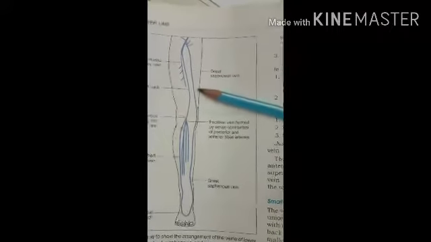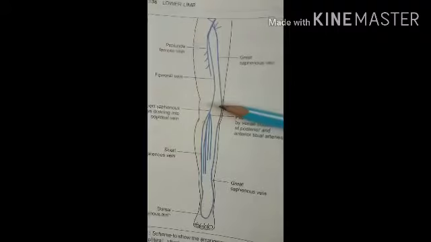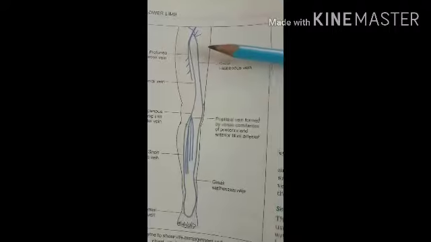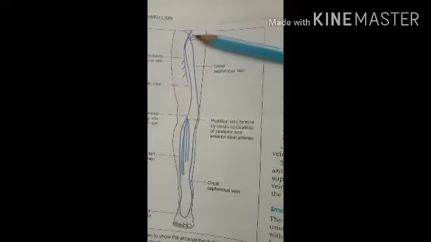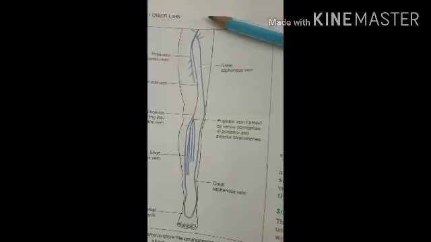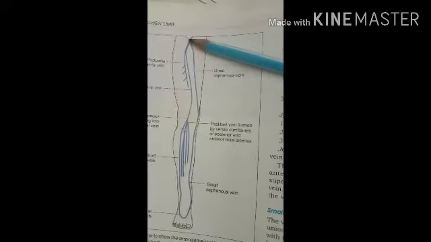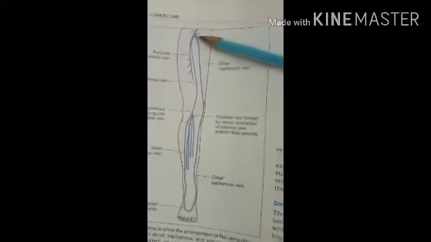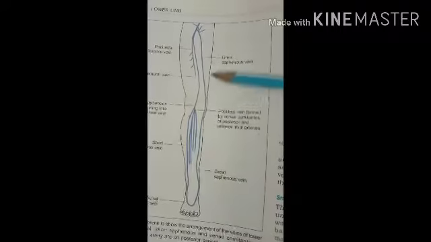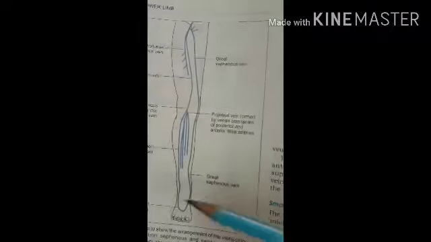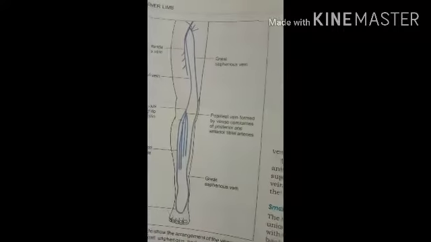From the knee it goes upward on the medial side of the thigh. Here you can see, and it reaches the saphenous opening. Then it passes through the saphenous opening, piercing the cribriform fascia, and drains into the femoral vein. So that is the course of the great saphenous vein. After that we should see the tributaries of the vein. There are several tributaries which join the great saphenous vein.